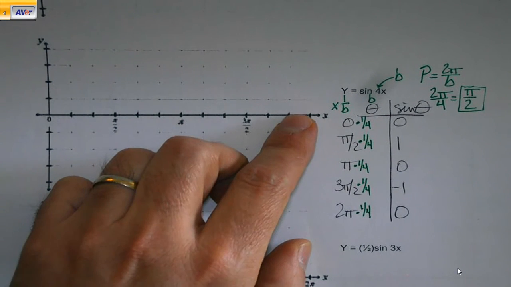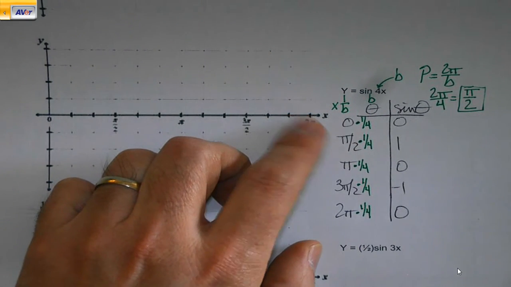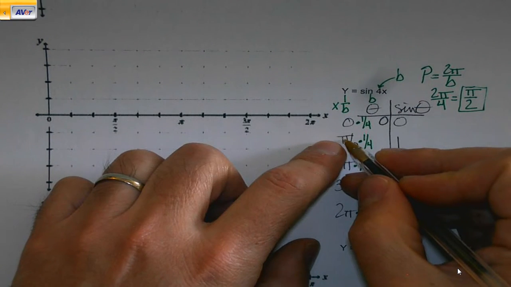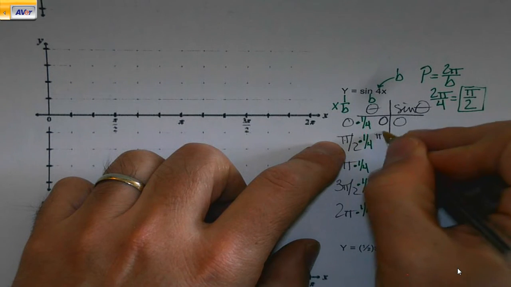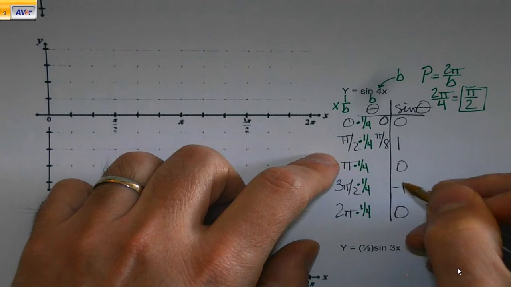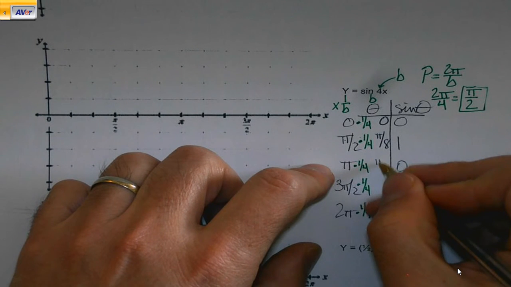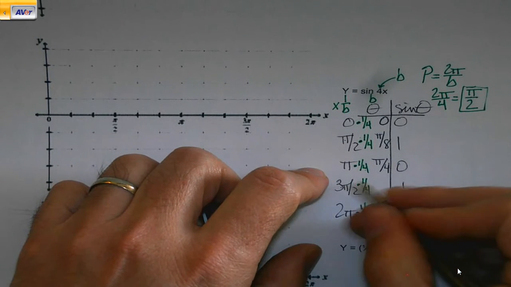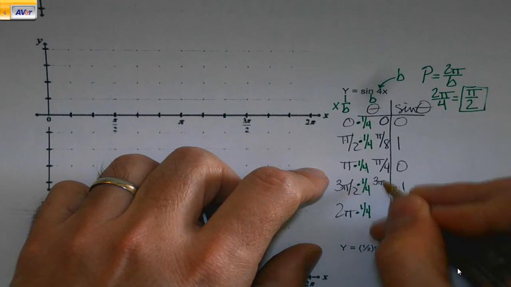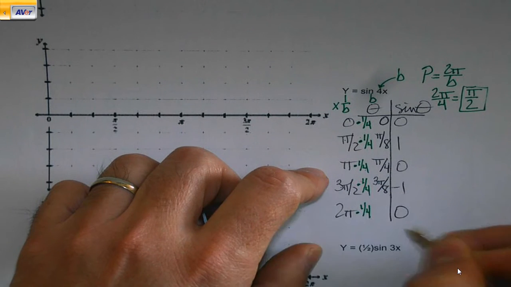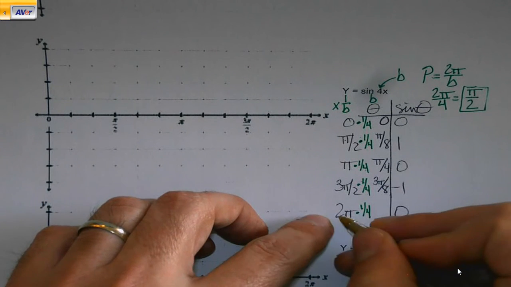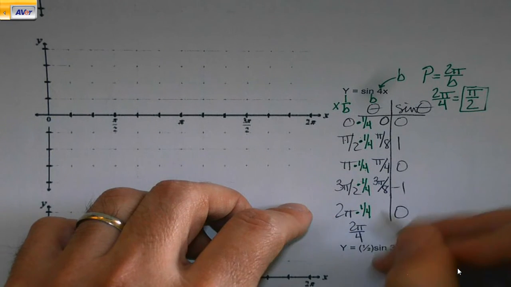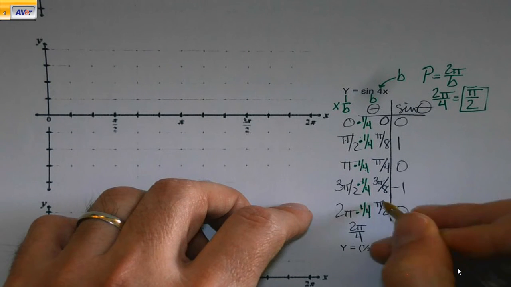So once I do that, 0 times a fourth is 0. Multiply across. Pi times 1 is pi, over 2 times 4 is 8. Pi times 1 is pi over 4. 3 times 1 is 3 pi, 2 times 4 is 8. And then here comes the big one. 2 times 1 is 2 pi over 4, but 2 over 4 reduces to 1/2, or pi over 2.